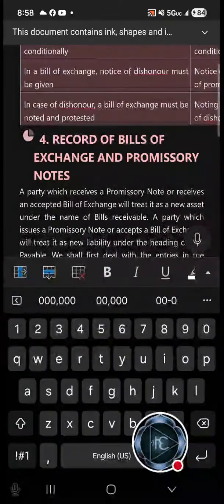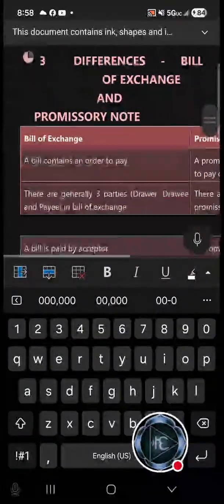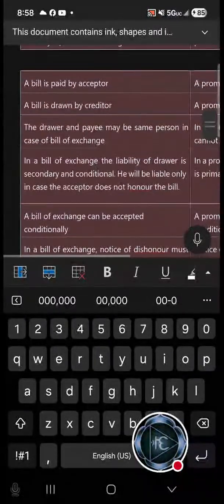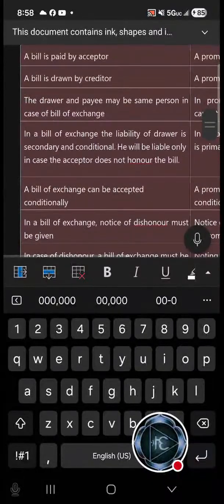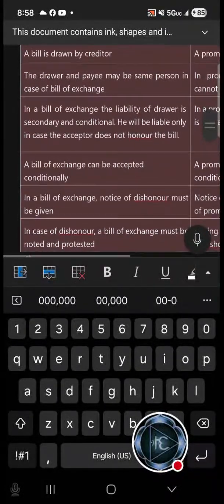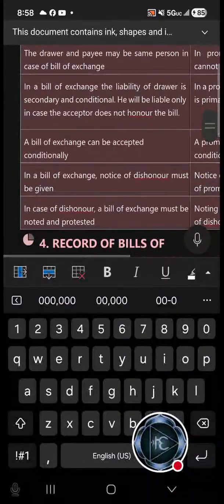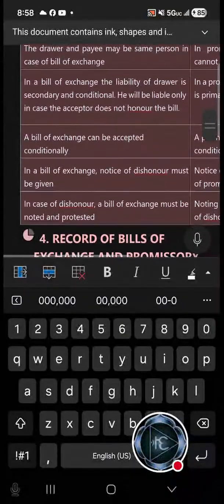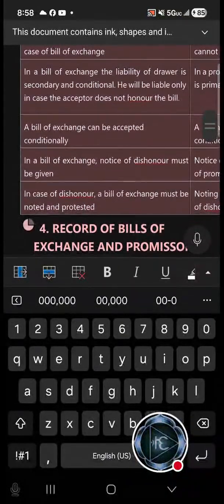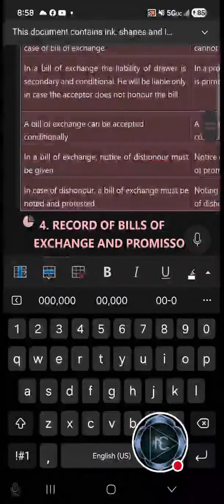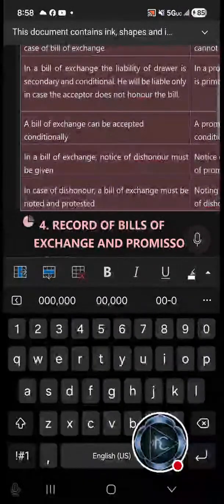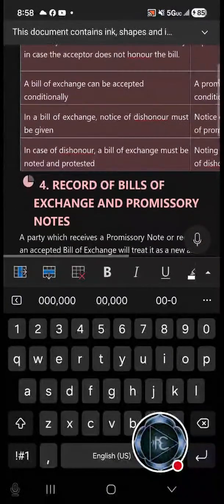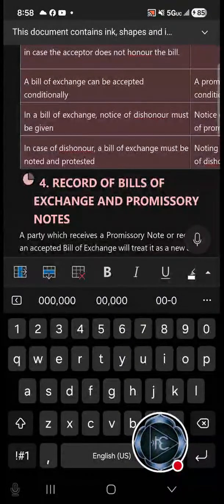In case of dishonor, let's go back up and see what the requirements are in a bill of exchange. A bill is paid by the acceptor. A bill is drawn by a creditor. The drawer and payee may be the same person in case of a bill of exchange. In a bill of exchange, the liability of the drawer is secondary and conditional. He will be liable only in case the acceptor does not honor the bill. A bill of exchange can be accepted conditionally.